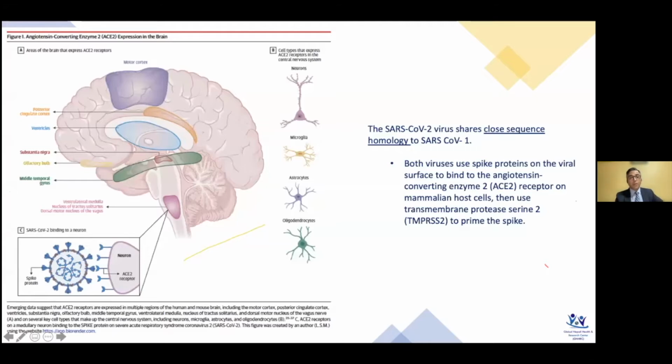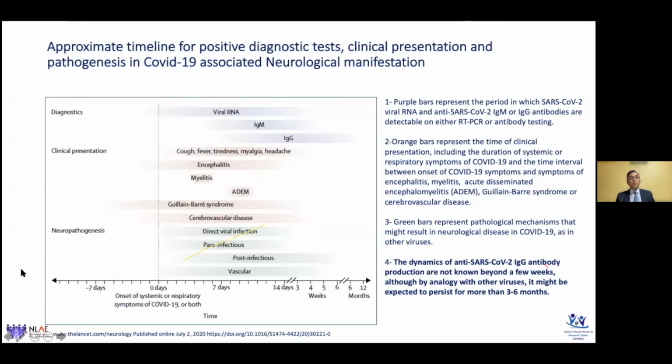Okay, so this is the picture that explains where the brain tissue has ACE2 receptors mostly abundant. We can see that in the motor cortex here, posterior cingulate cortex, as well as substantia nigra, middle temporal gyrus, and brain stem. These are the cells of the brain that express ACE2 receptors. And this picture down here at the bottom is very interesting: the spike protein binds to the ACE2 receptor here, and it gets primed by the transmembrane protease serine 2, and then they can infect the neurons. So we've learned how the virus gets access to the receptors.